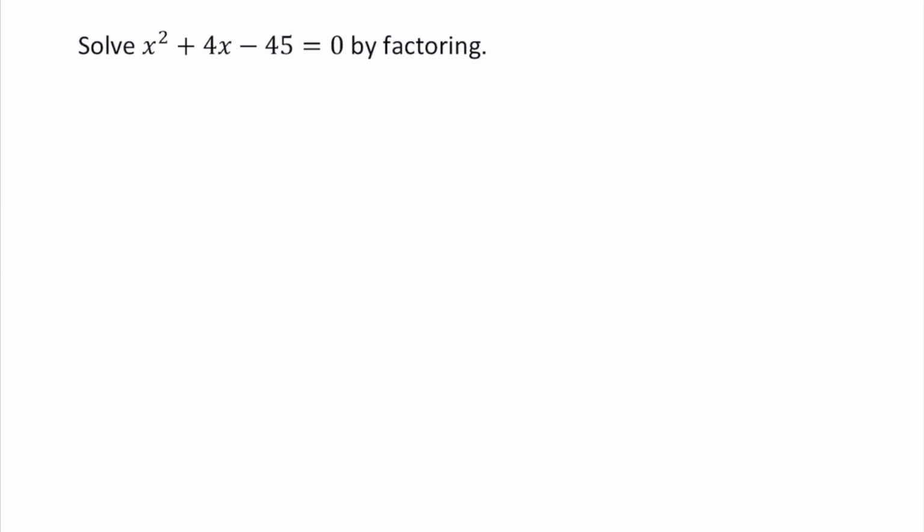In this question, we solve this quadratic equation x squared plus 4x minus 45 equals 0 by factoring. Now let's remind ourselves of the different factoring methods. There is greatest common factor.